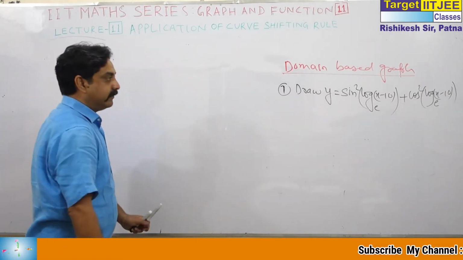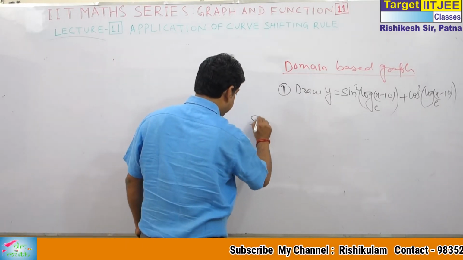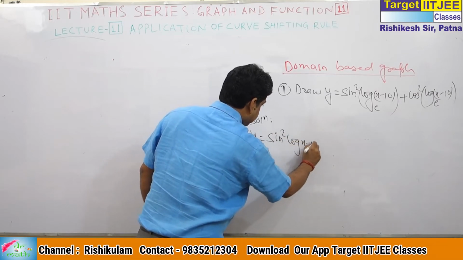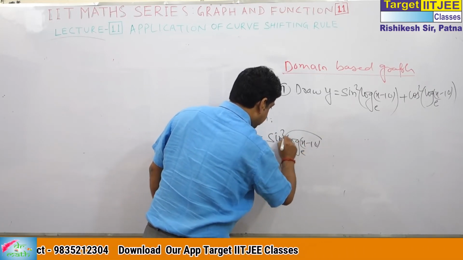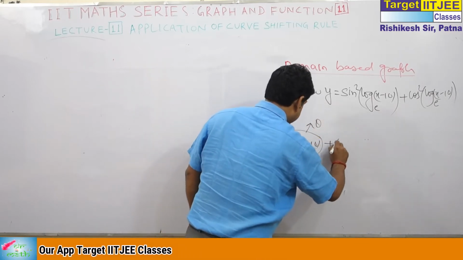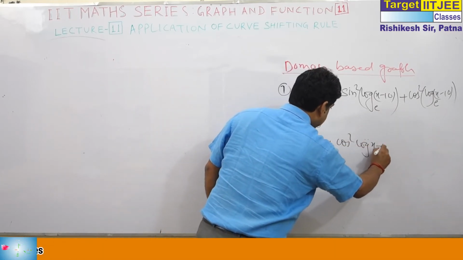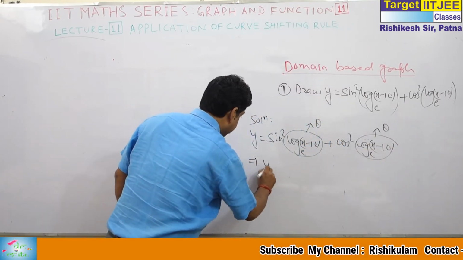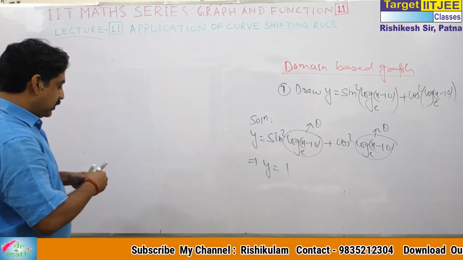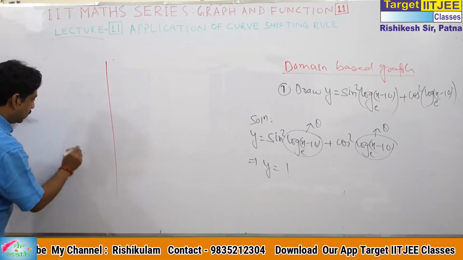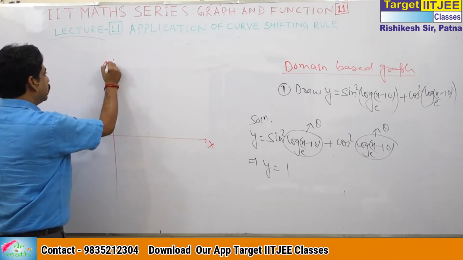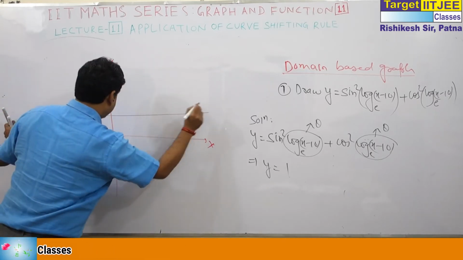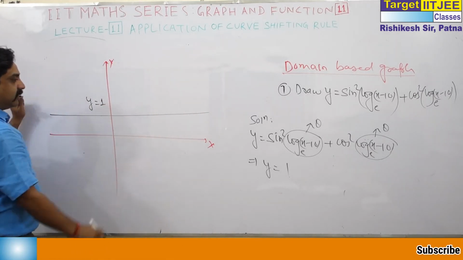What do we do? It's so simple. What is this? y = sin²(log_{10} x) + cos²(log_{10} x). If you take log_{10} x as theta, what is sin² theta + cos² theta? This is 1. So this graph is y = 1, and you know y = 1 is a straight line parallel to the x-axis.